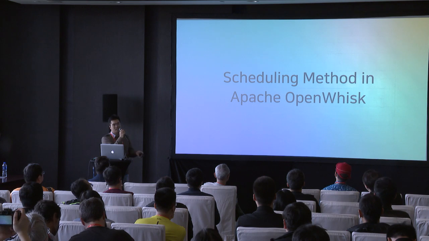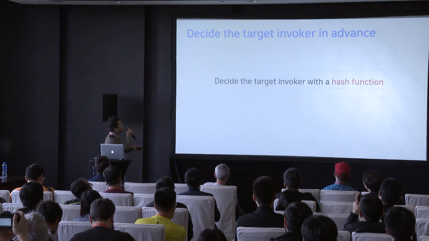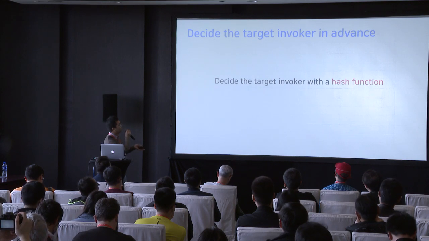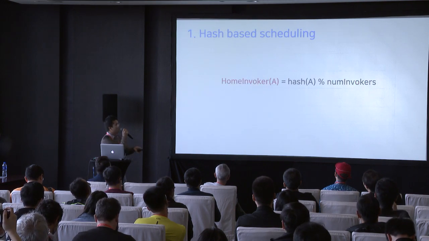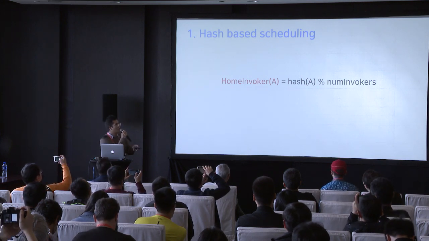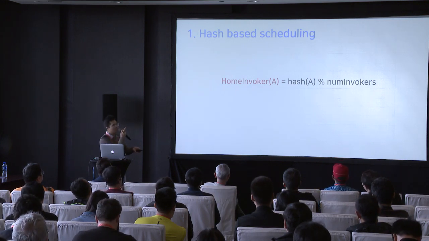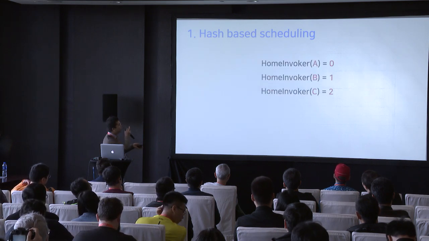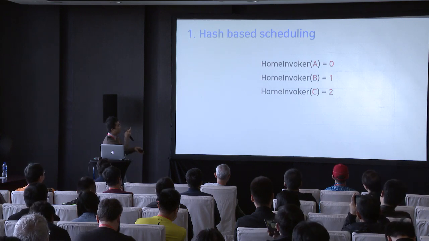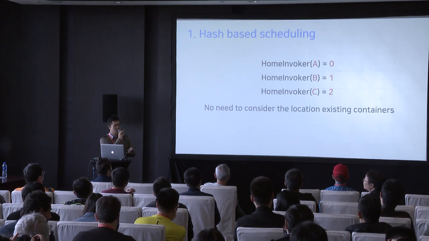Okay, now let's have a look at what OpenWhisk does first. OpenWhisk will decide the target invoker for an action in advance with a hash function. For each action, it will calculate a hash value and use the hash value and the number of invokers to get a home invoker. The home invoker will act as the index of the invoker sequence. So for every action, OpenWhisk can get the home invoker in advance without considering the location of existing containers.